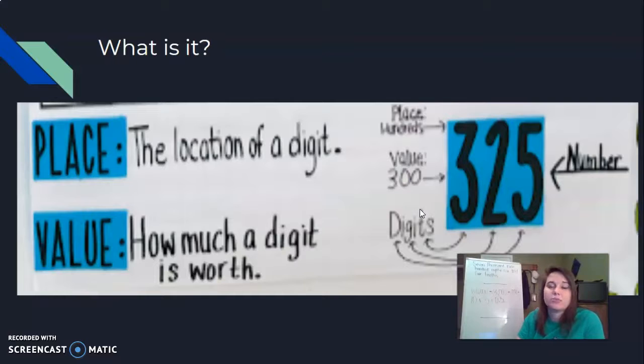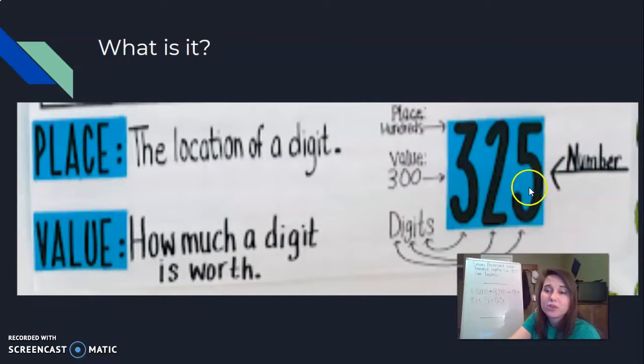So first off, what is place value? What is it? So place value is the exact location of a digit. So where a number, remember digit means number, where a number falls, and the value is how much is that digit or number worth. So if I'm looking at the number 325, we are going to look at the place value of all of these numbers.